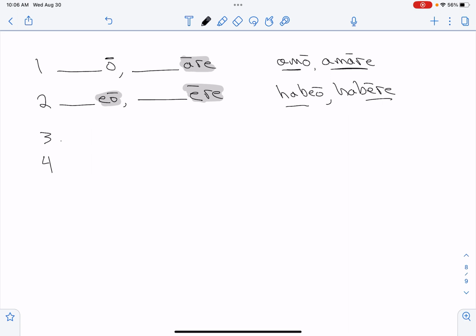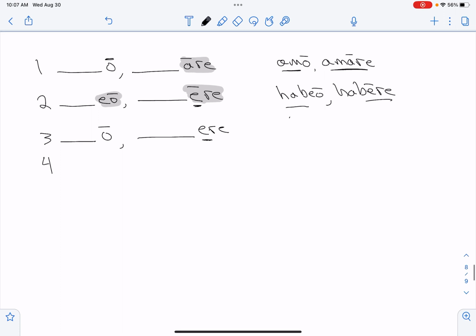Third conjugation ends in an O and a short ERE. So no long mark on that one. And that's going to be important because this is a wimpy, weak E, and this is a strong, powerful E. So an example of a verb is duco, ducere. That's third conjugation. The O is always going to be long, but the infinitive does not have a long mark.